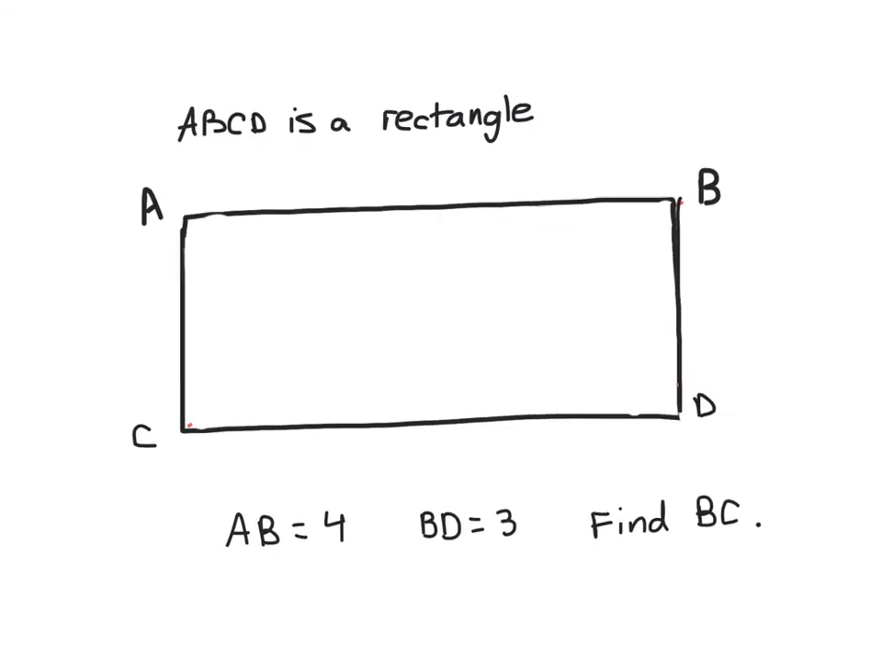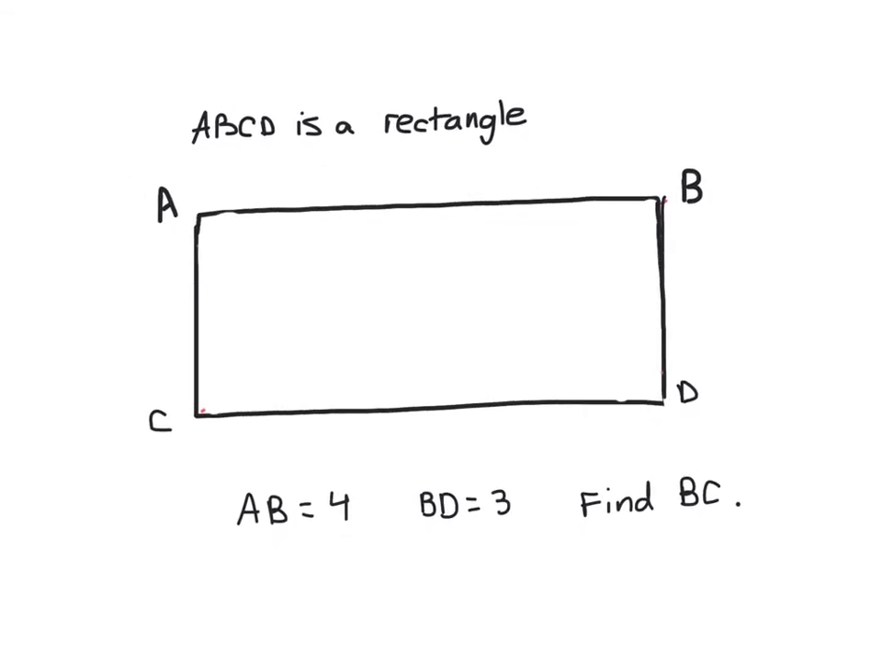All right, here's one last problem that I would like you to try. So here we are told that ABCD is a rectangle, so that's good. We know that AB is 4 and BD is 3. So we know that the opposite sides are going to be congruent, so we can mark these up. And we are trying to find BC, which is this diagonal.